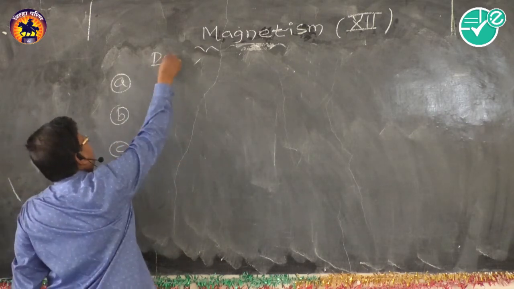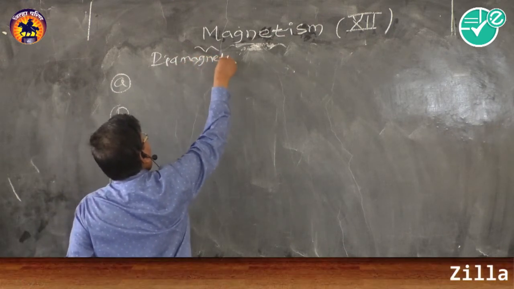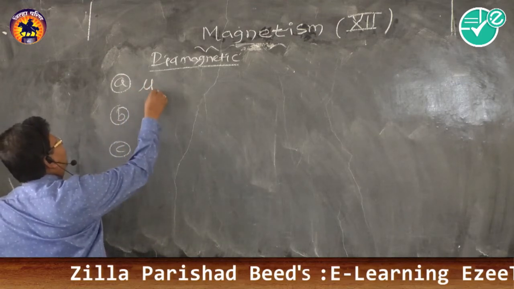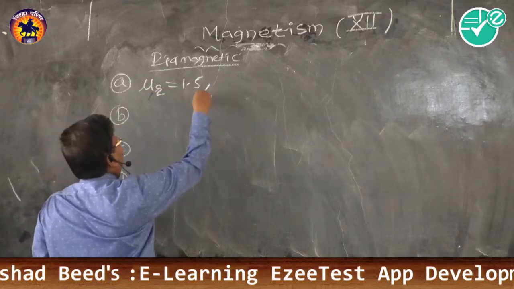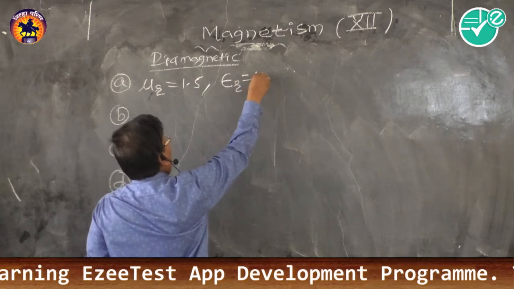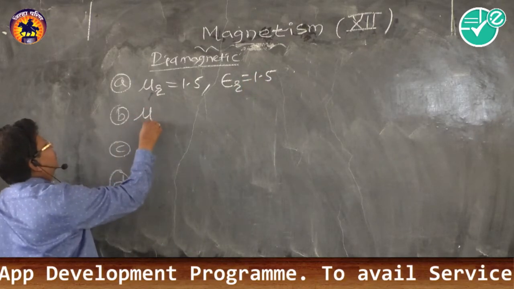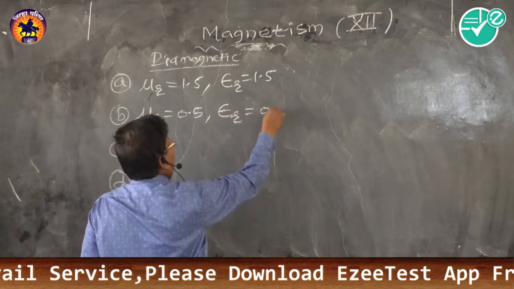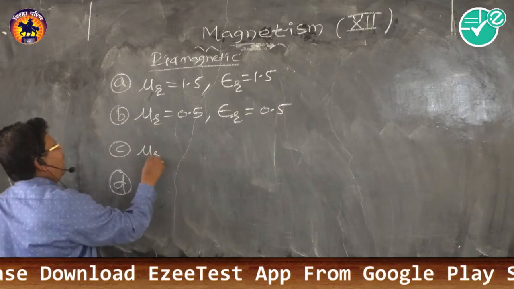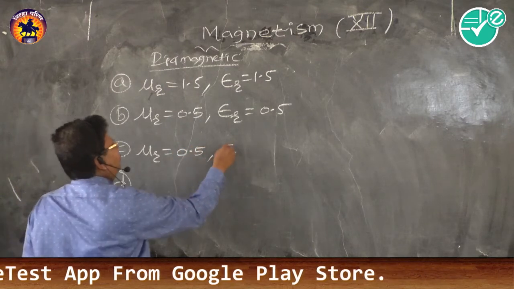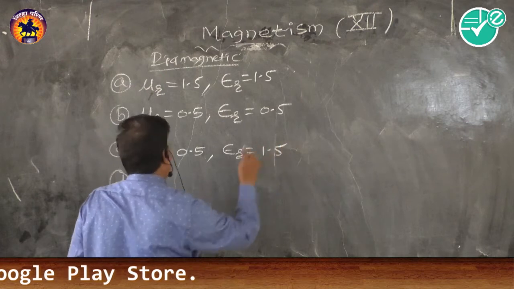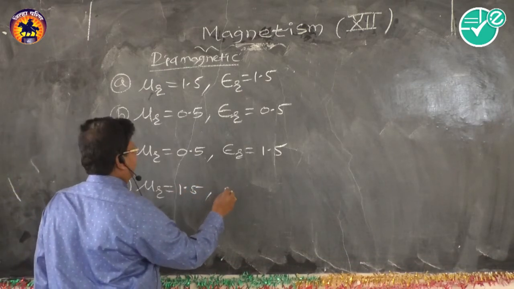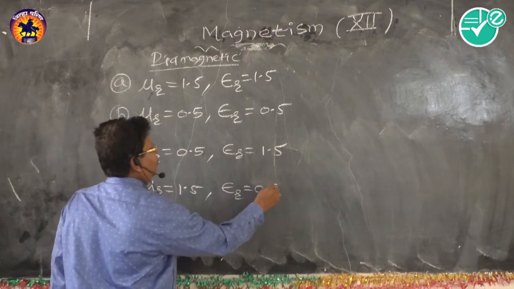So for diamagnetic substance, first alternative is given: mu r is equal to 1.5 and epsilon r is also equal to 1.5. Second alternative is mu r is equal to 0.5, epsilon r is also equal to 0.5. Third alternative is mu r is equal to 0.5, epsilon r is equal to 1.5. And last alternative is mu r is equal to 1.5 and epsilon r is equal to 0.5.